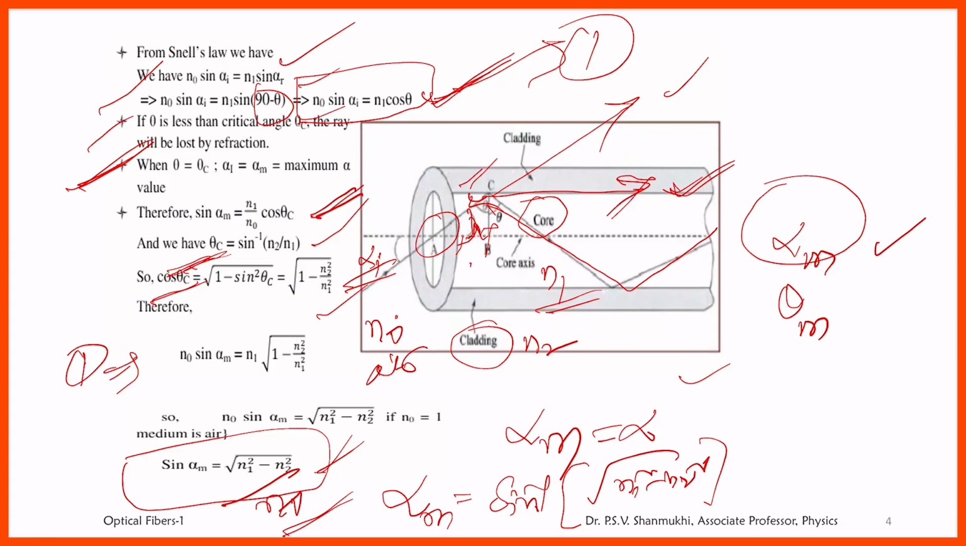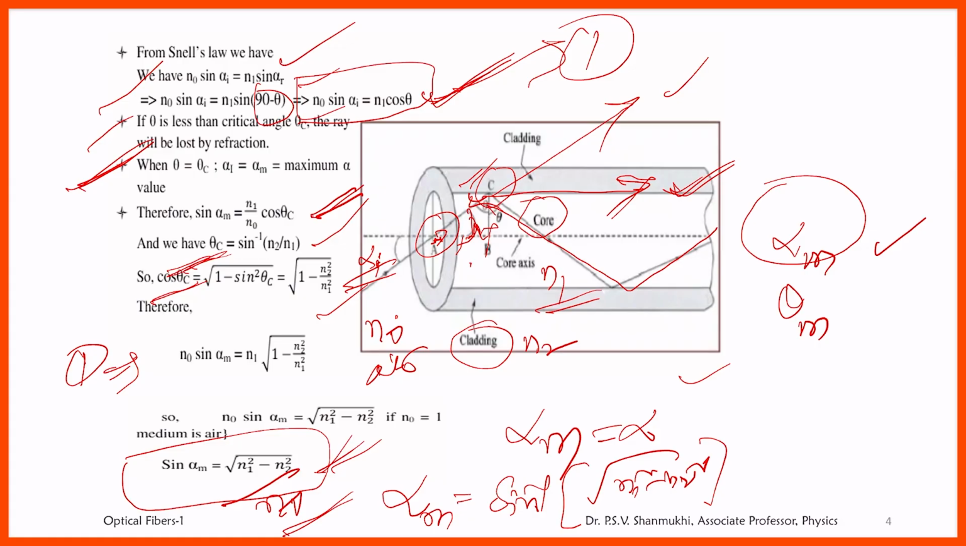Simply we have to apply Snell's law at two places: one at the air-core boundary, the second at the core-cladding boundary, at the point A and at the point C. Two times we are applying Snell's law, and finally we are getting sin alpha m is equal to root over N1 square minus N2 square, where N0 is equal to 1 for air medium. This is the expression for the acceptance angle alpha m. It is the maximum limit of the angle within which the light ray should be incident.